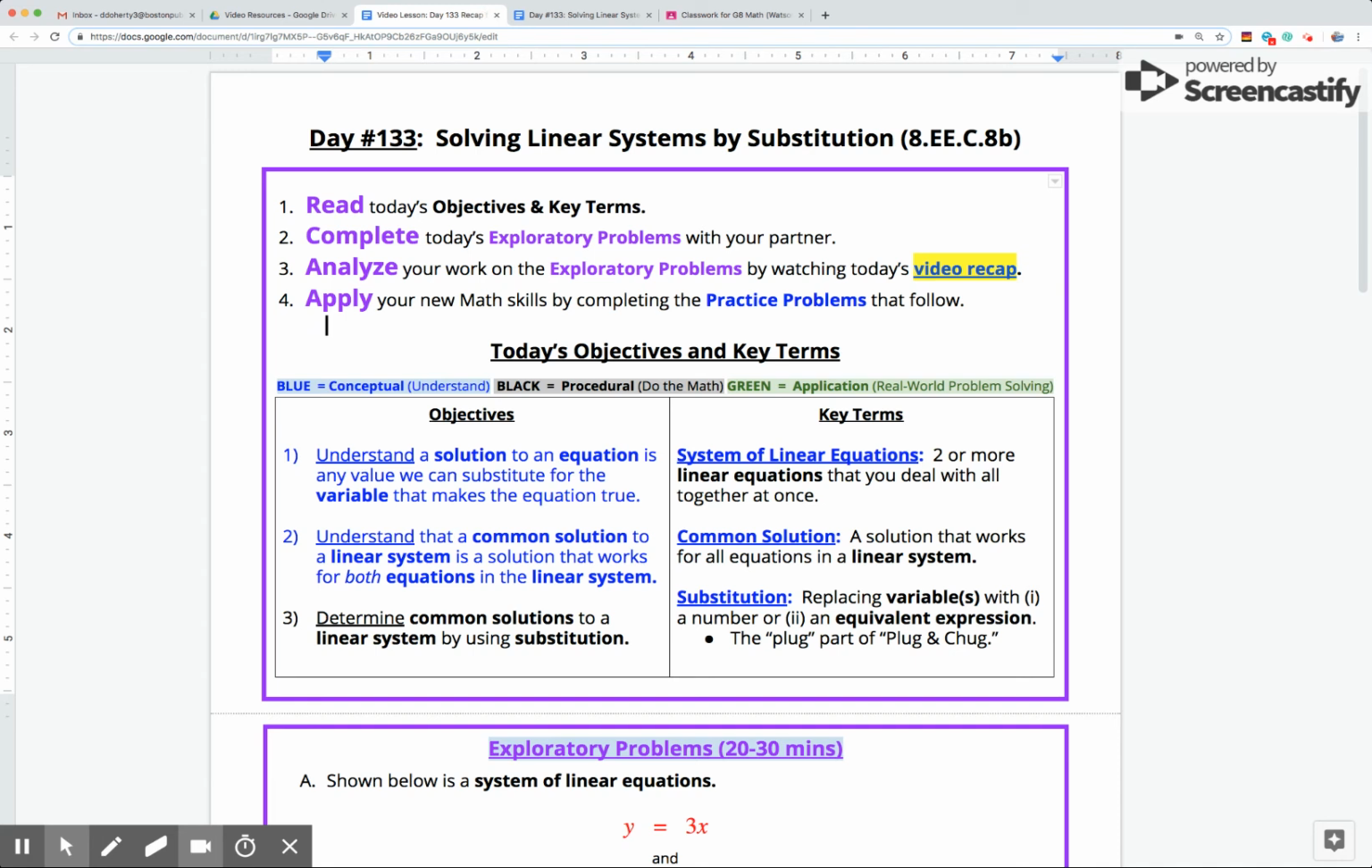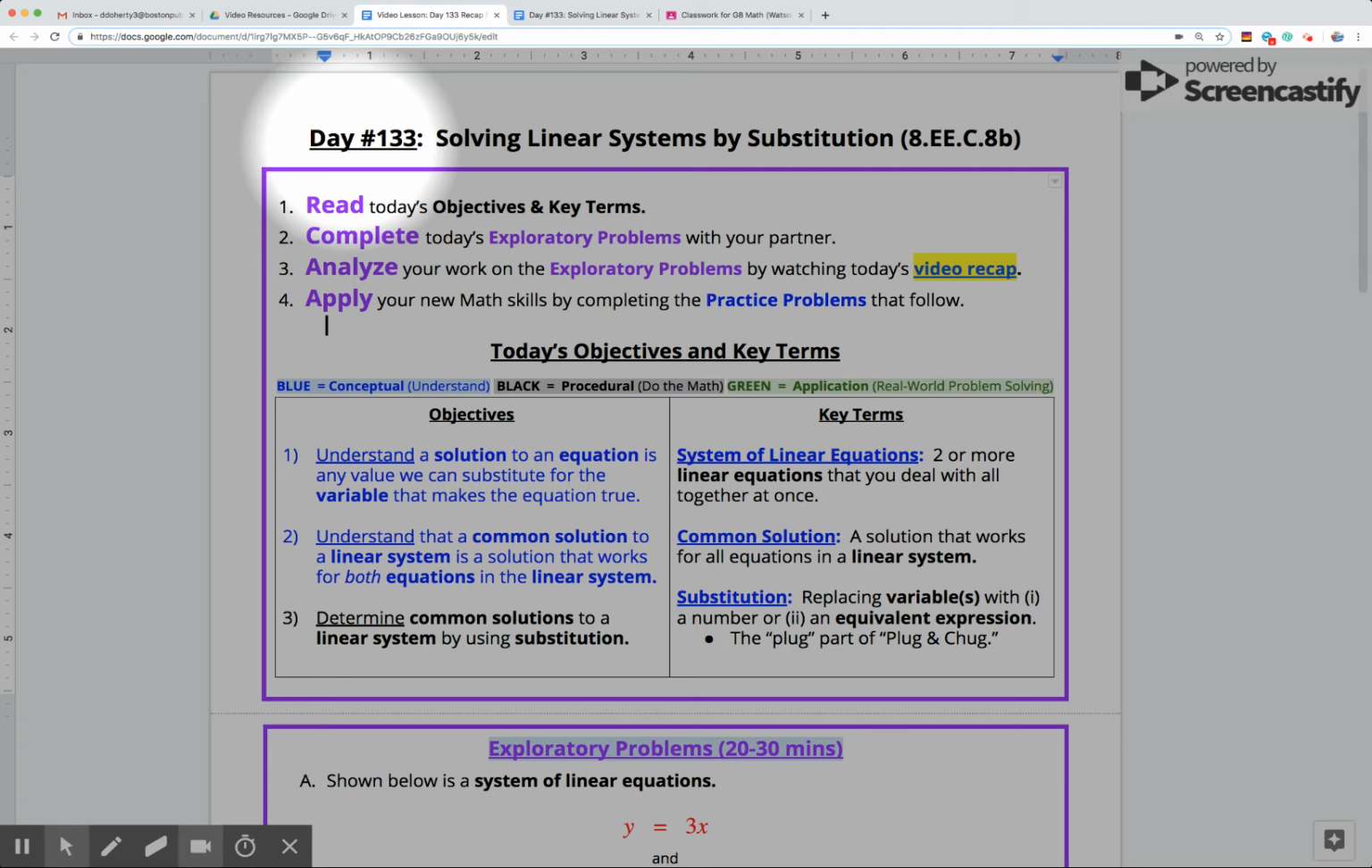Good morning. Happy Friday. Today is day 133, and today we're going to continue focusing on what we started yesterday. That's going to be solving linear systems by substitution.